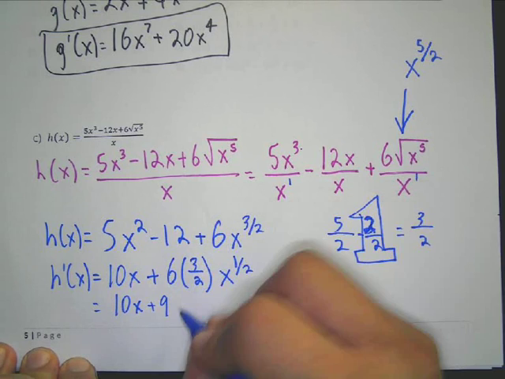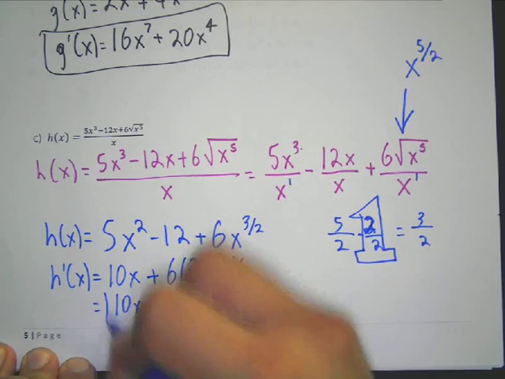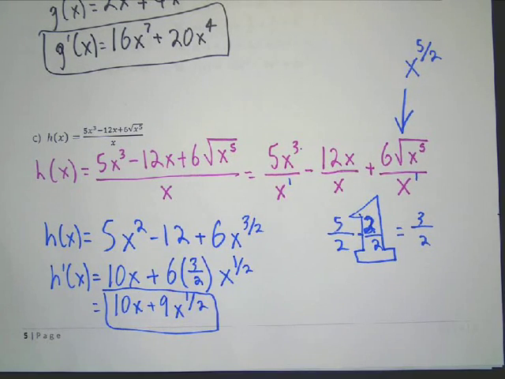Wait, what did you say happened to the 12? The 12, remember, is a constant. And whenever you're taking the derivative of a constant, it's just 0.